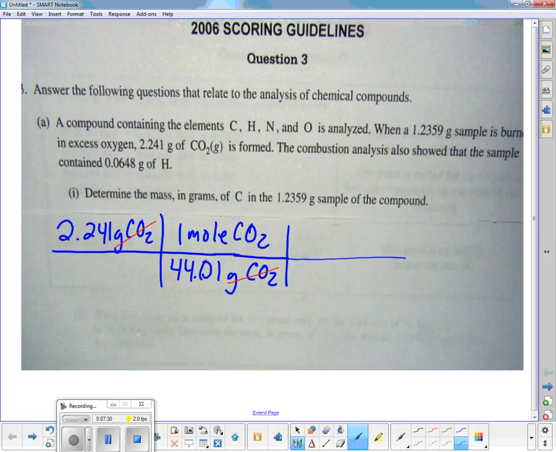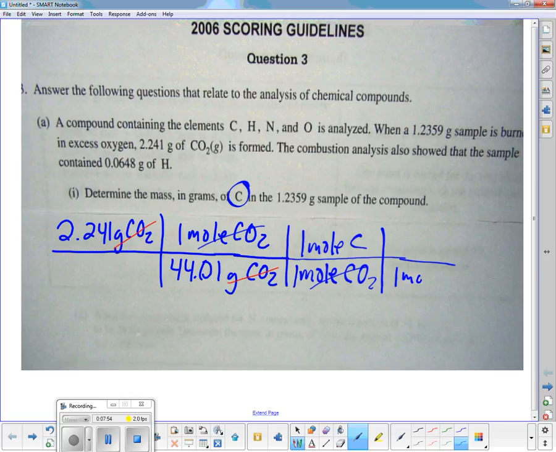I want to get to carbon. I'm trying to get to carbon. So how about in 1 mole of CO2, how many moles of carbon are there? 1. So now I can get rid of moles of CO2, right? And now I can go back to grams. In 1 mole of carbon, there's 12.011 grams of carbon.